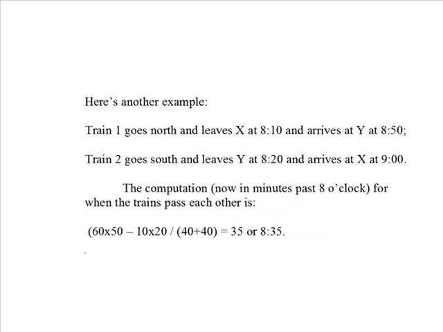Here we have another example. A train leaves at 8:10, arrives at 8:50. Another train leaves at 8:20, going the other direction, and arrives at 9 o'clock. Turns out, by the way, these happen to have the same speed or travel time. We'll see how that becomes interesting. And you work that through, and I just show the total of the travel times there in the denominator, and it turns out it's 35, doing this in minutes, or 8:35.